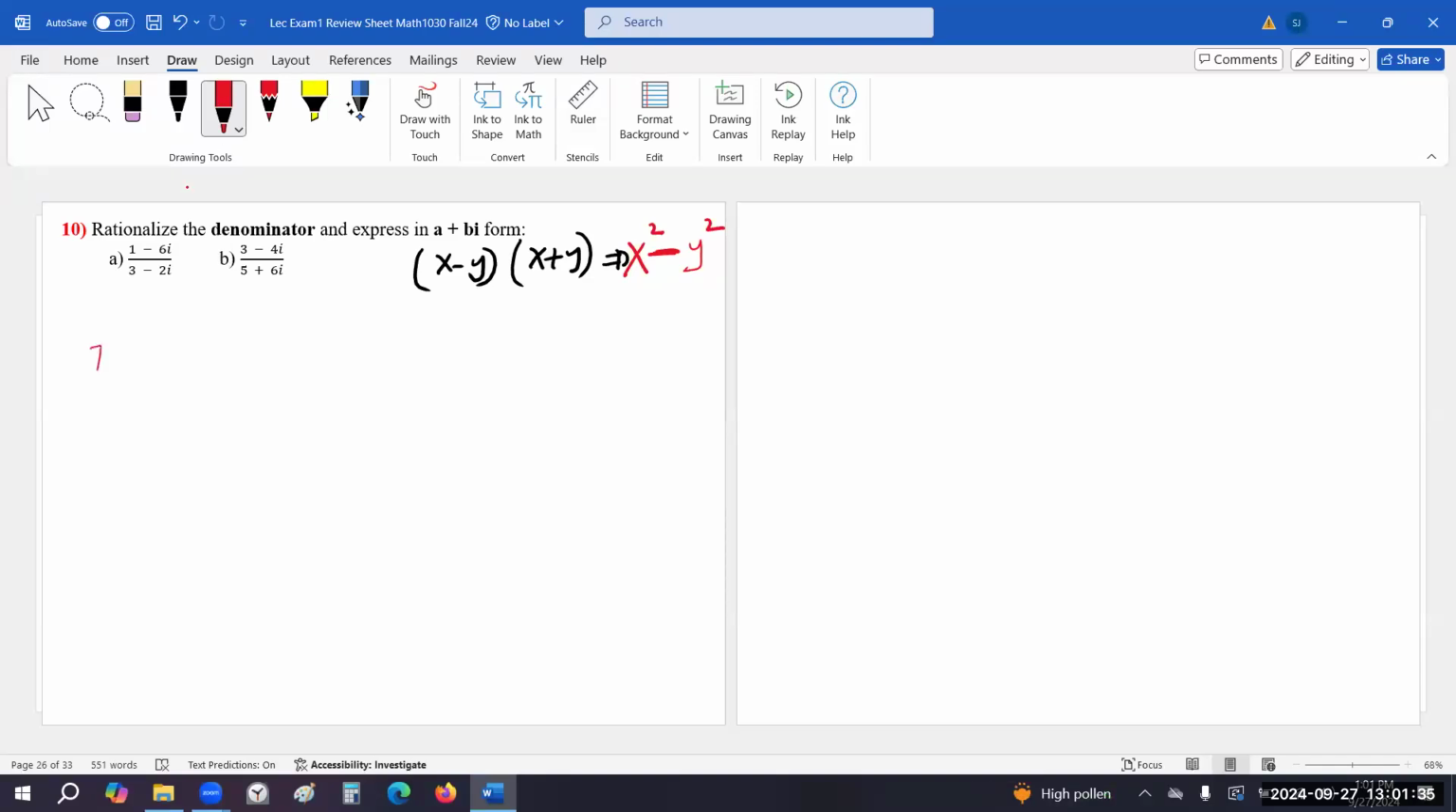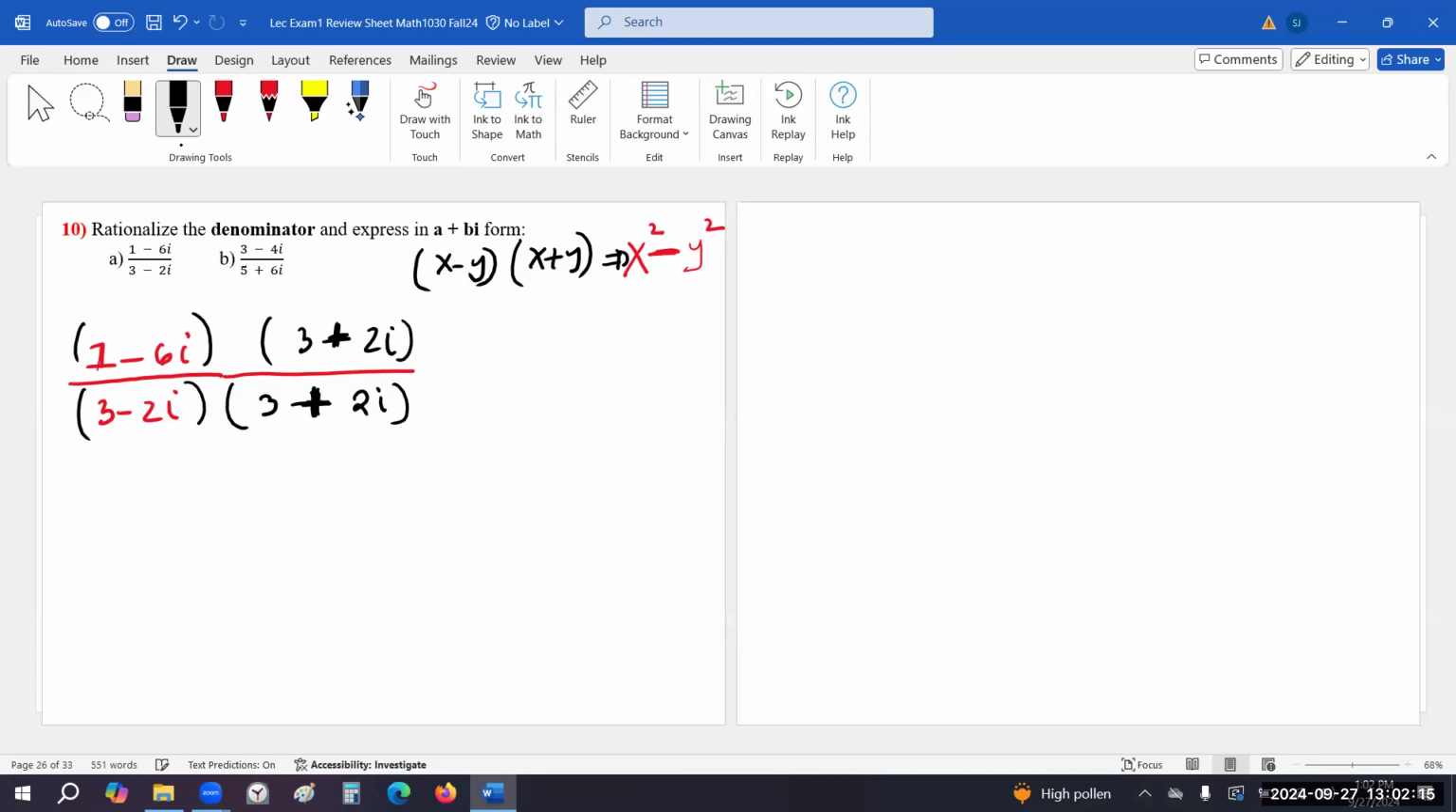So the first question says 1 minus 6i divided by 3 minus 2i. Well, we don't know how to divide. So instead of division, we do rationalization. In rationalization, we multiply top and bottom by the same thing, right? And here we are going to multiply top and bottom by the conjugate of the denominator. So what would be the conjugate of the denominator? 3 plus 2i.